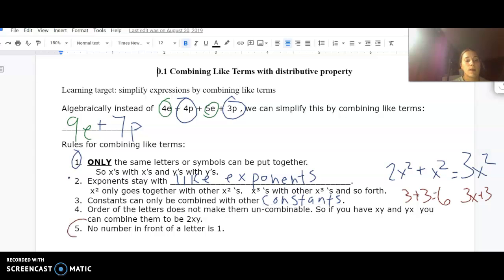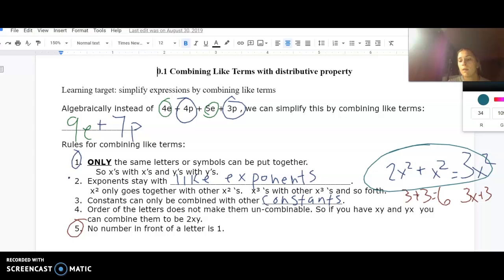And then for number 5, if there's no number in front of a letter, it means that there's 1. So if you look above at the example here, this was 1x squared. That's how I added the 2 plus 1 to get 3. Okay? So that's all for the rules. Now we're going to go down to some practice problems. So if you need to pause or rewind on this part of the notes, go ahead and do so now.